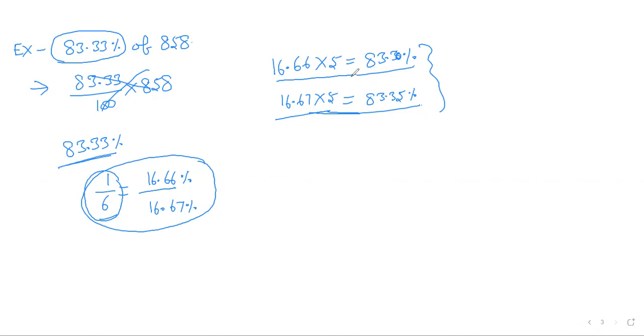If I multiply 16.66 with a bigger number, then I'll definitely get a margin, a huge difference, right? So there we have to take these values very carefully.